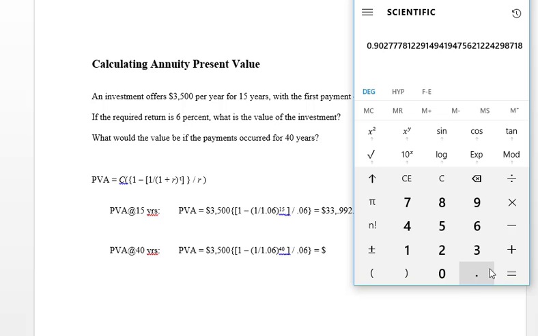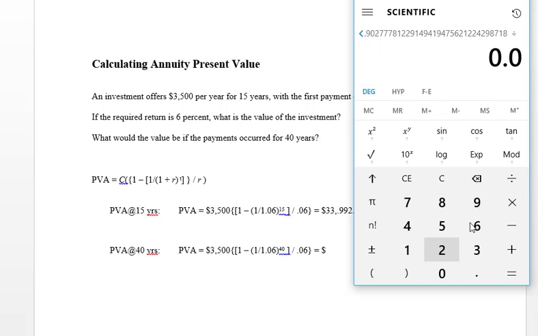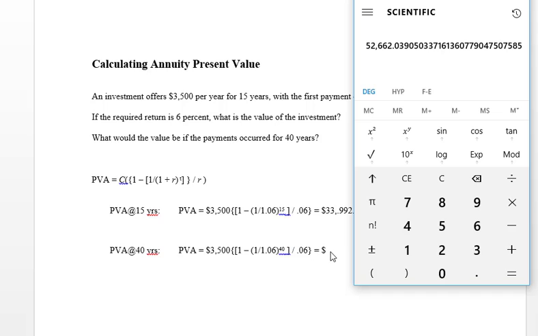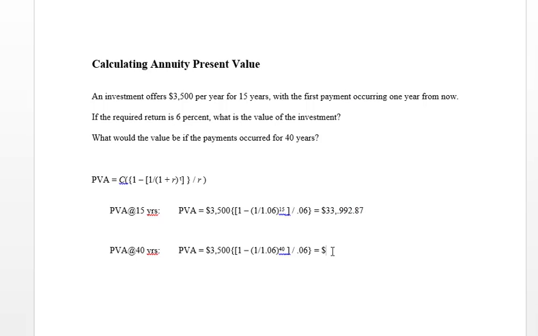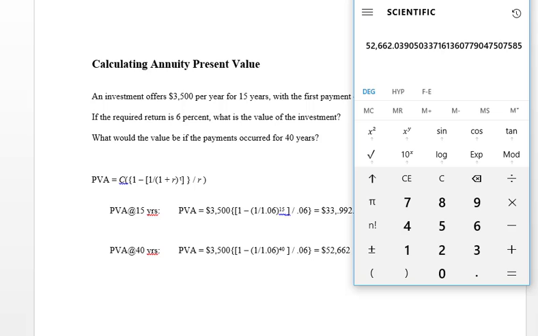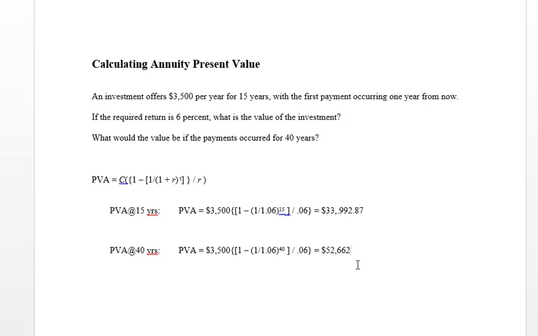0.90277. Take that number and divide it by 0.06, which is a multiple of 15, times 3,500, gives me a number of 52,662, and then I'd have 0.04 cents on the end there. That is the way that I would solve this particular problem.